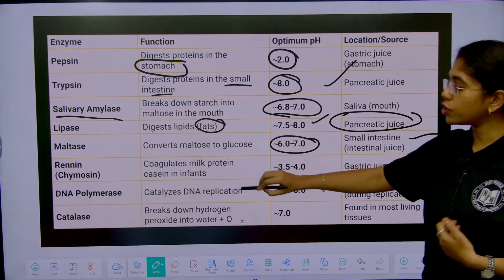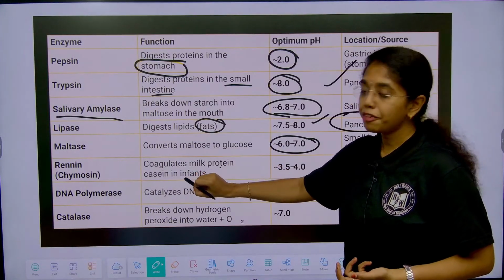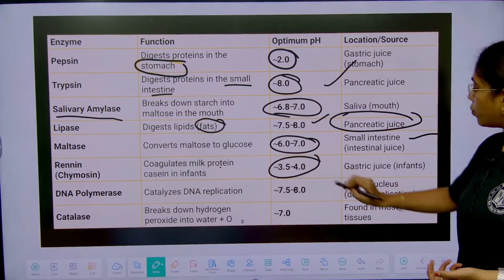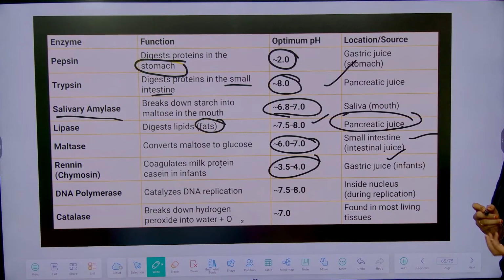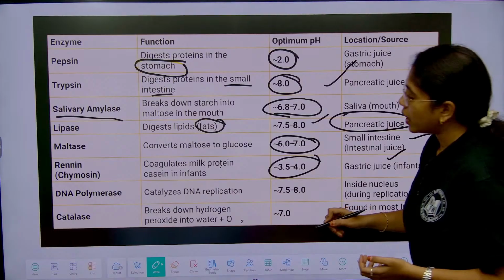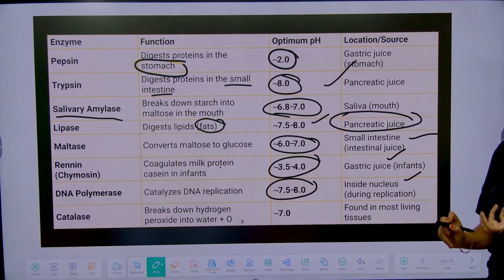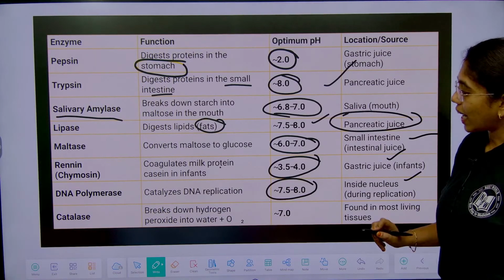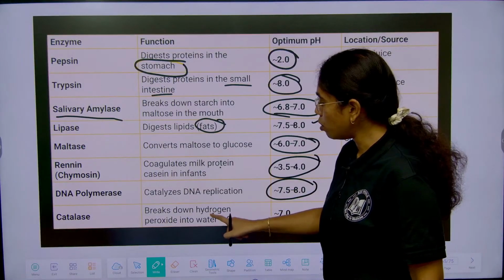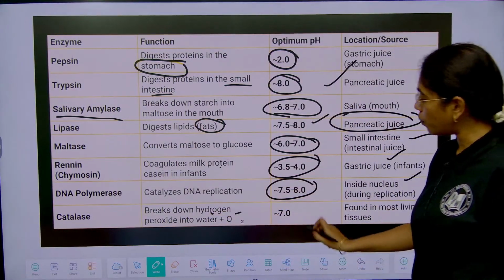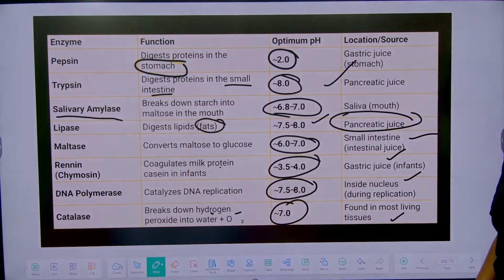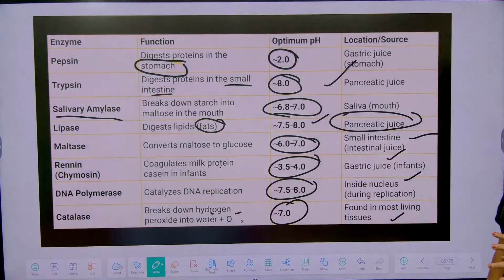Renin, which is chymosin, coagulates milk proteins in infants, right? 3.5 to 4 is its pH, released by gastric juice in infants. DNA polymerase, pH is 7.5 to 8, inside the nucleus, operating during DNA replication. Catalase, which breaks hydrogen peroxide into water and oxygen, whose pH is 7. This is found in most living tissues. Clear? This is about enzymes and their pH.